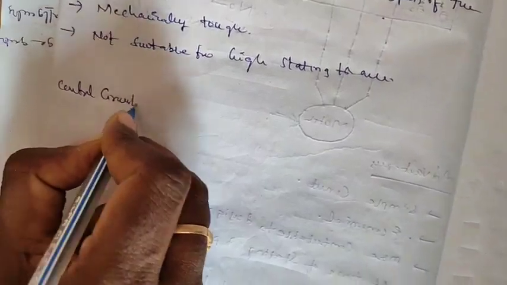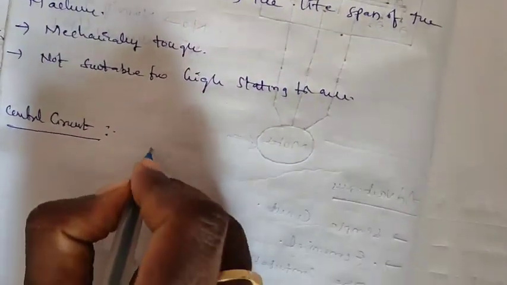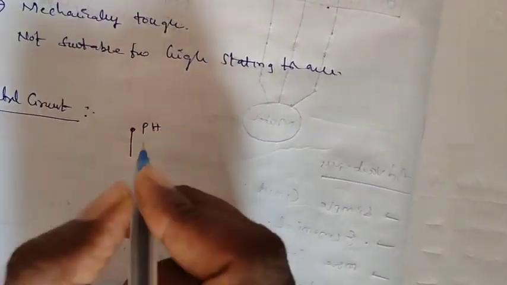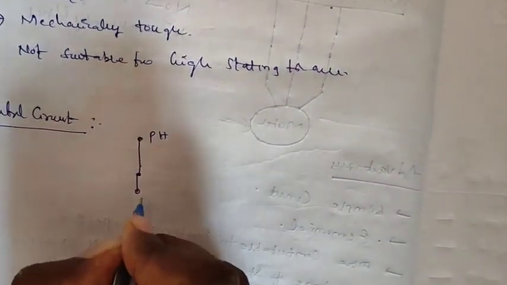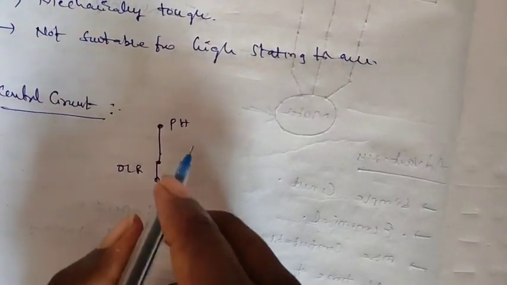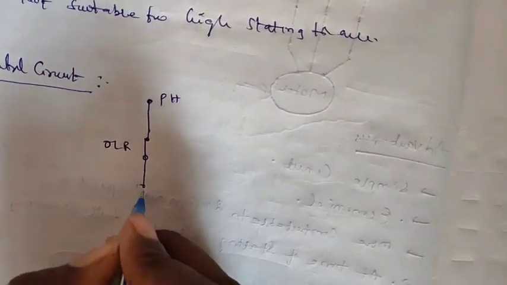A simple control circuit. Control circuit means we can give one phase. Here also one OLR, overload relay coil. So we have the start button and the stop push button. We have starting with the contactor, normally open.